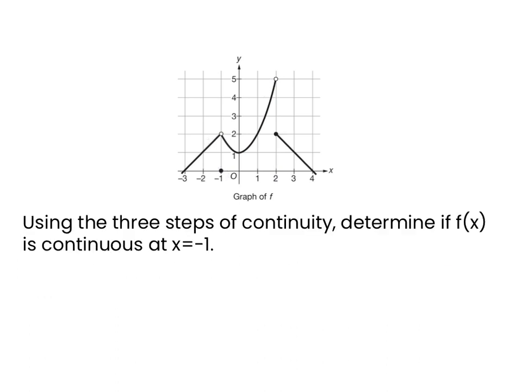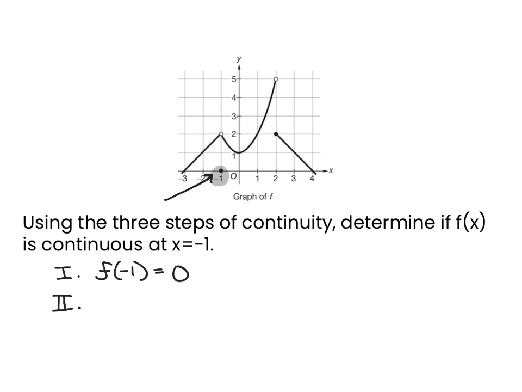Now we're sticking with the same graph here, but we're going to use the 3 steps of continuity to determine if f of x is continuous at x equal to -1. So again, we're checking here on the graph. The first step of continuity is to decide that the function is defined. Can I give a value for f of -1? Yes, there is a closed dot here at 0. So f of -1 is 0.